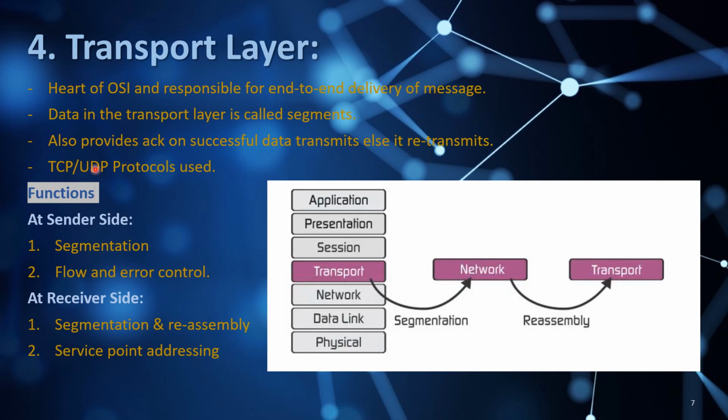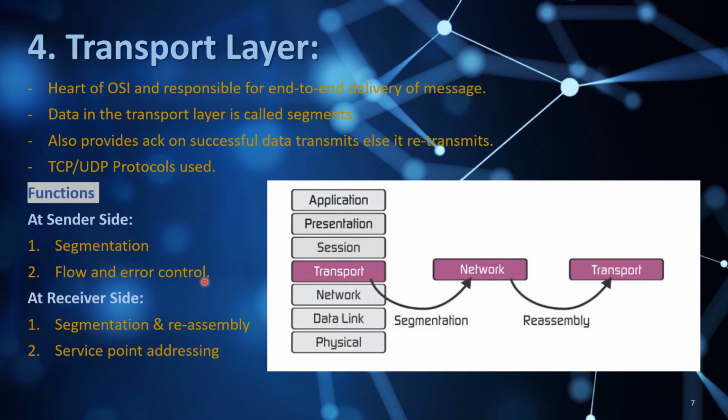The main functions of the transport layer are segmentation, flow and error control. At the receiver side, reassembly, and service point addressing. Segmentation means once you receive the data from the network layer, the message is divided into smaller units. That is called segments. A large amount of data is divided into smaller parts called segments.